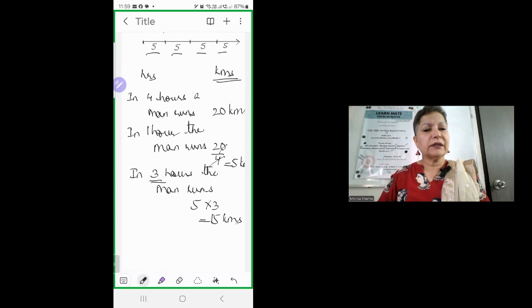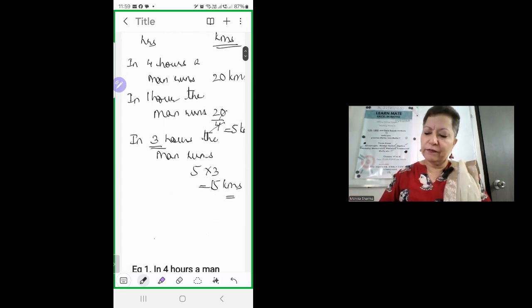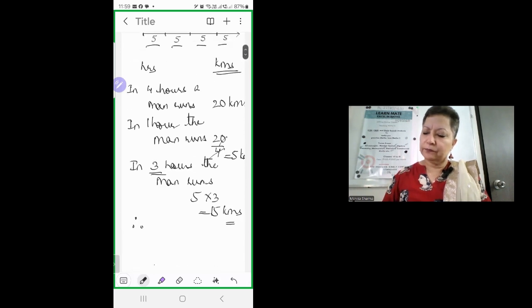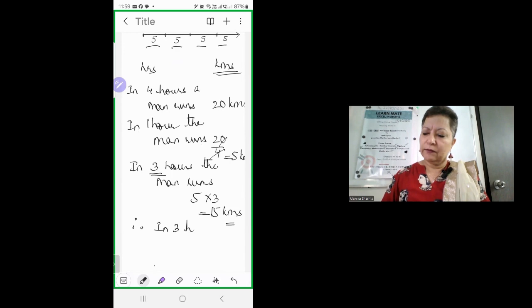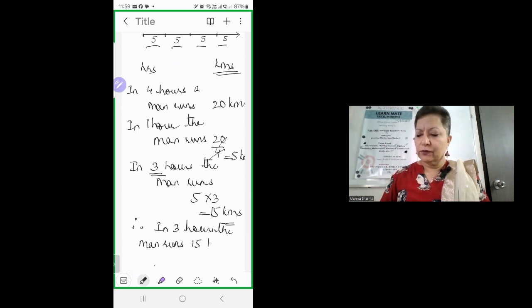Remember, another very important thing that you've always been told is that you need to write an answer statement. Therefore, in 3 hours, the man runs 15 kilometers. So, what was the method? We first found out for 1 hour, that is unit.